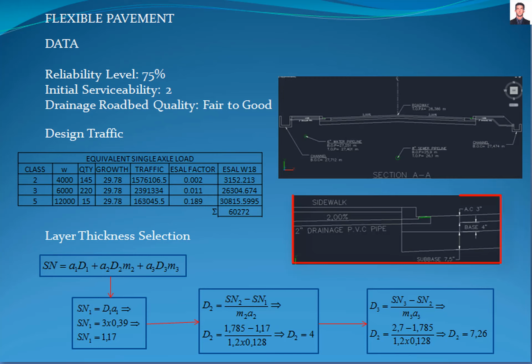In this figure, we can observe the final layer thicknesses of the asphalt, base and subbase of the roadway. And in this figure, we can observe a complete section where the elevation of each element that composes the project is shown. With this, we conclude this tutorial.